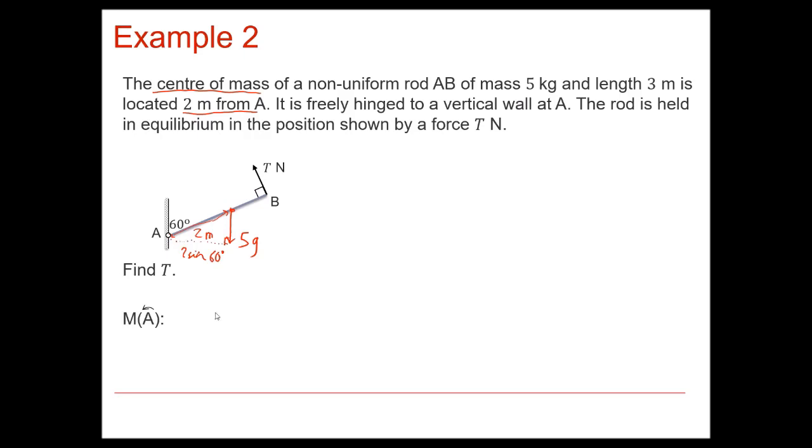So if we take anti-clockwise moments about A, we have T times 3, and then clockwise minus 5G times 2 sine 60. That has to equal 0, and if I rearrange that for T, then I find that T is equal to 28.3 newtons.